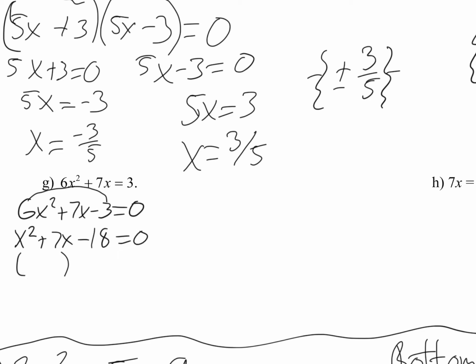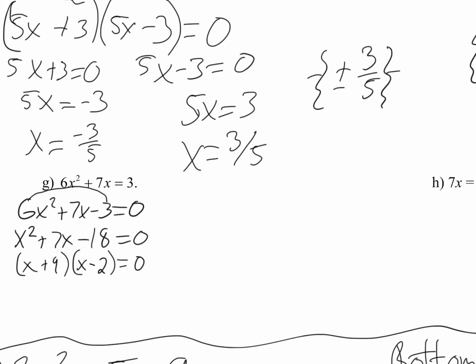I factor. Okay, so I think what multiplies out to negative 18 but adds up to a positive 7? Okay, so 18: 1 times 18, 3 times 6, or 2 times 9. If I run through all those combinations, which ones will add up to a 7? A positive 9 and a negative 2. So those are my factors.